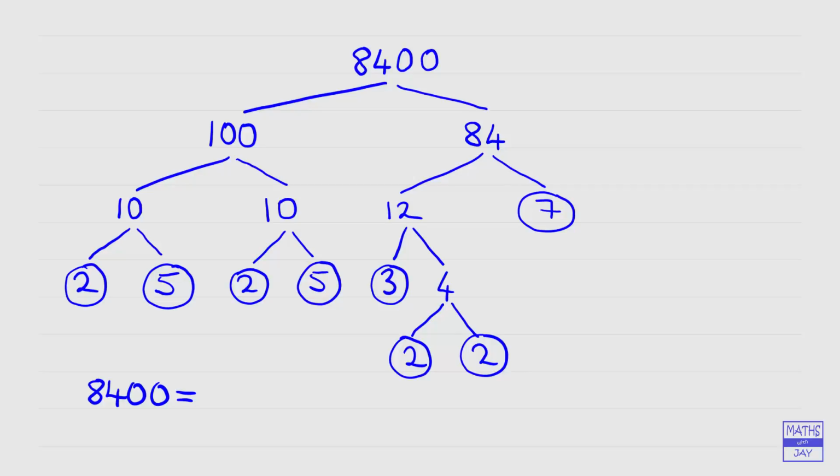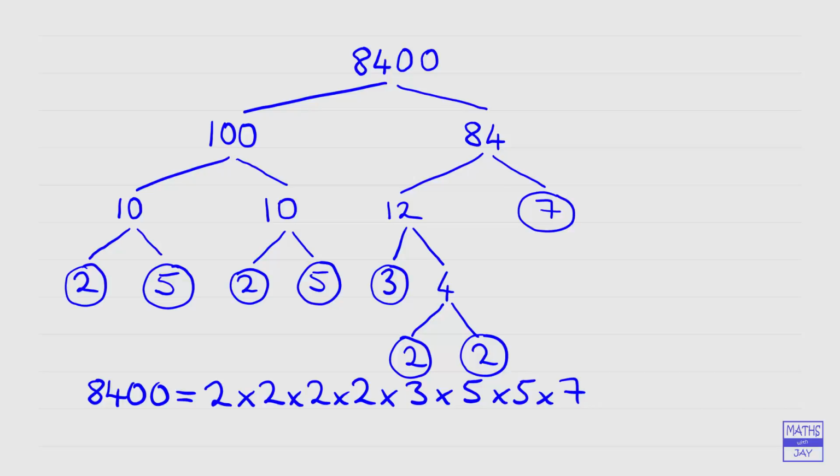So let's write down the answer in an organised kind of way. So we'll start with all the 2's first of all. So 8,400 is 2 times 2 times 2 times 2. So that's all the 2's dealt with. Then there's just one 3, so times 3. Two 5's, so that's times 5 times 5. And finally times 7.